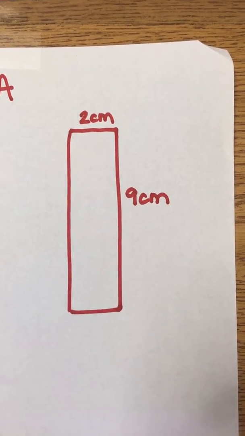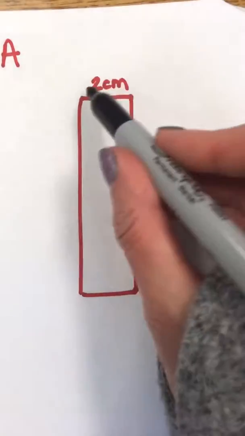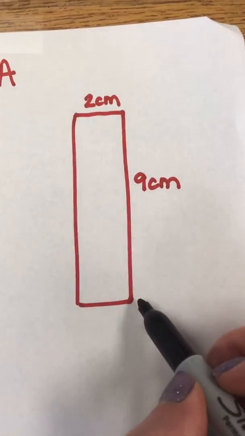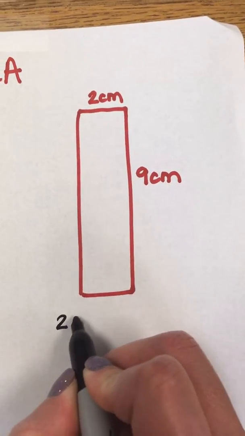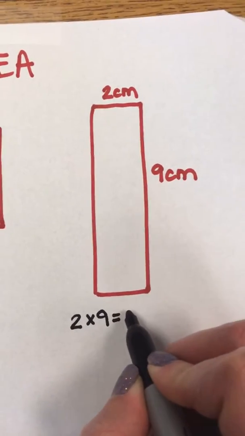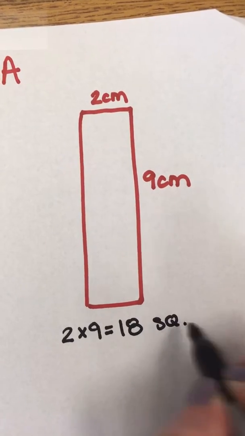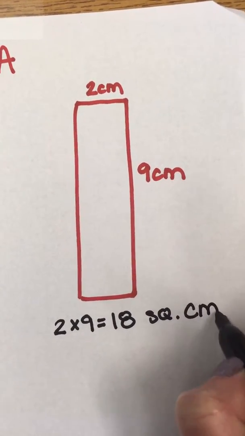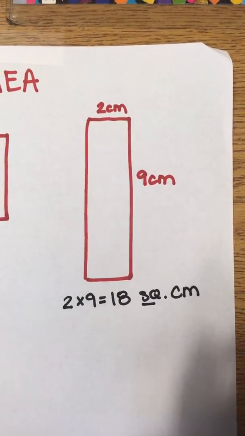Okay, one more. We're going to find the area. If we have a rectangle, we're going to look at it like it's an array. So we have 2 going this way, 9 going this way. In order to find the area, what do we do? We multiply. 2 times 9. You should know that. We've been doing our multiplication. 2 times 9, 18 square centimeters, because our area is always in square units.